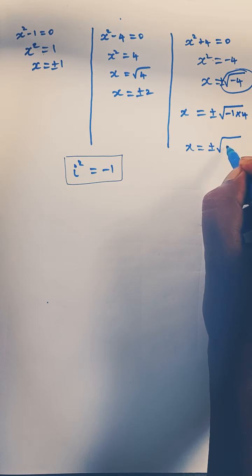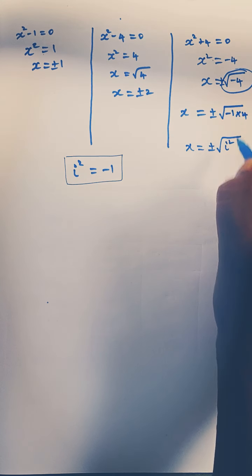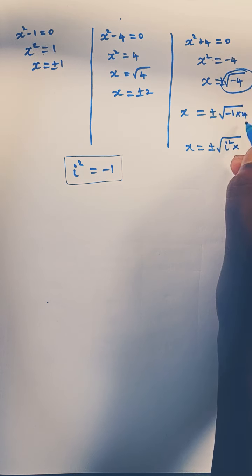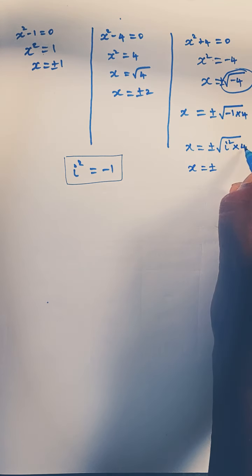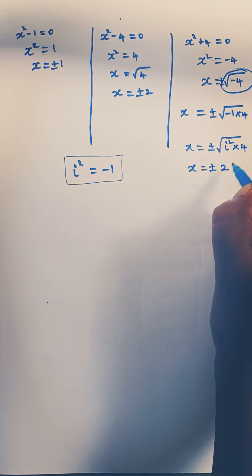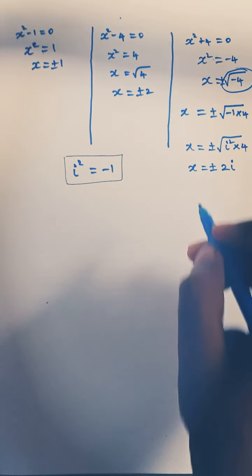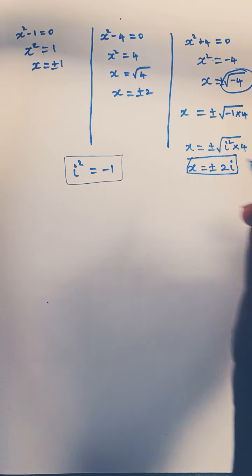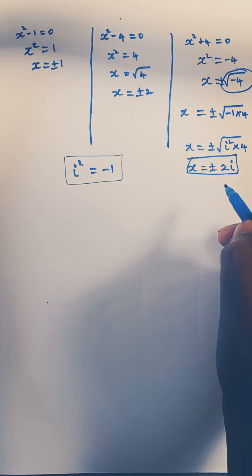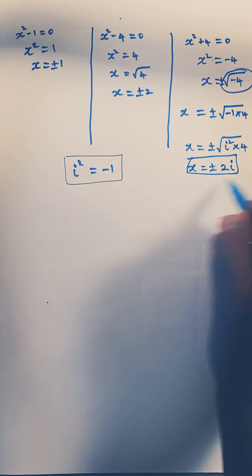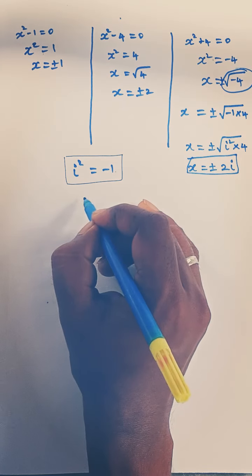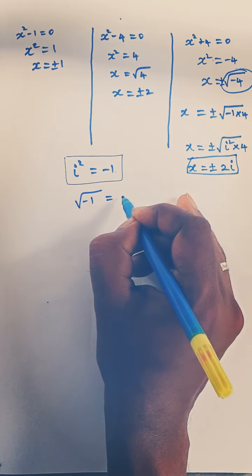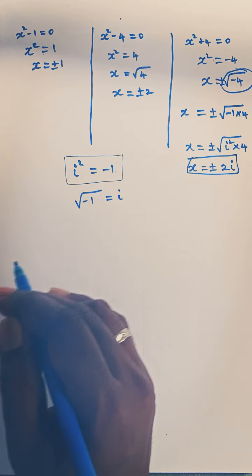That is, square root of i square into 4. So x equal to plus or minus square root of 4, that is 2, and the square root cancels i square, leaving i. So x equal to plus or minus 2i. i is called the imaginary unit. So i square equal to minus 1, square root of minus 1 equal to i.